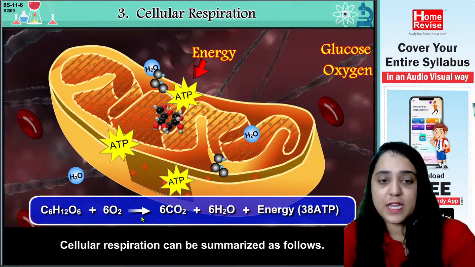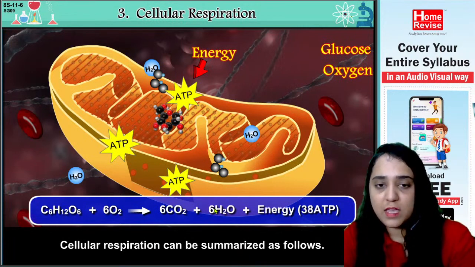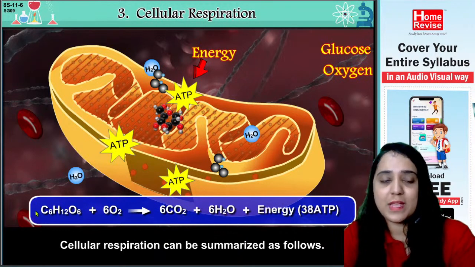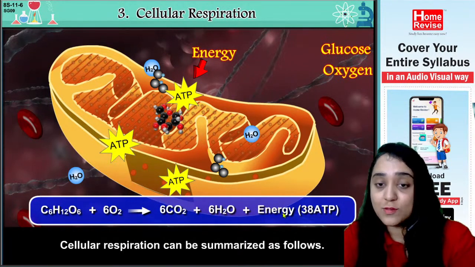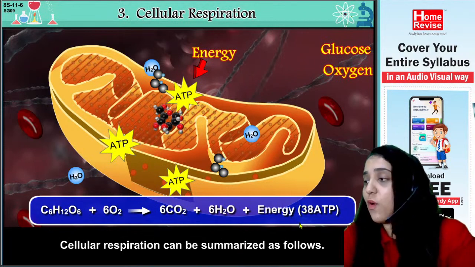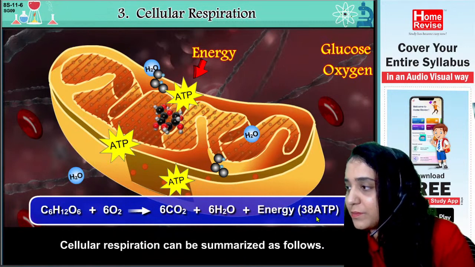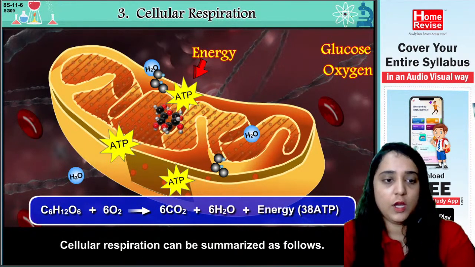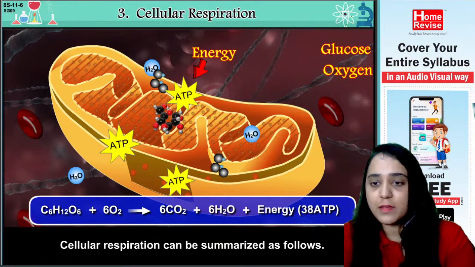Now let's see whether the statement is balanced or not. C is along with 6. Next it is H12, and on the other side H is 2 times 6. Yes, it is balanced. For oxygen, O2 times 6 on one side, and on the other side O along with 6 in CO2 and 6 in water. So this whole thing is balanced, and energy is also given out in the form of 38 ATP. Yes, it is correct. Okay, now let's move on to the next thing.